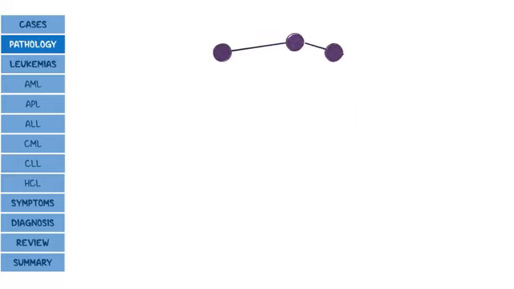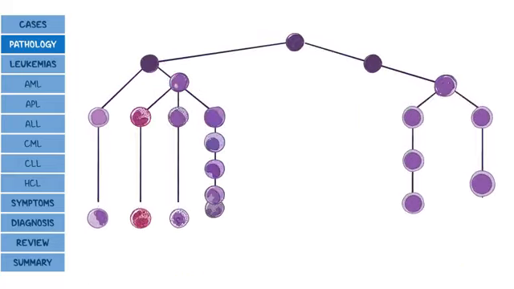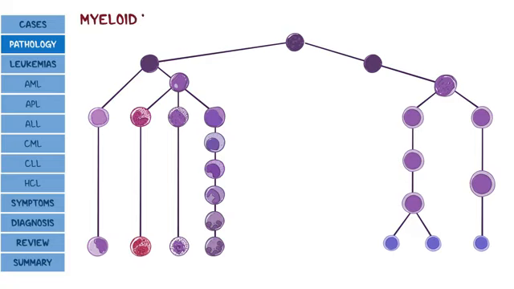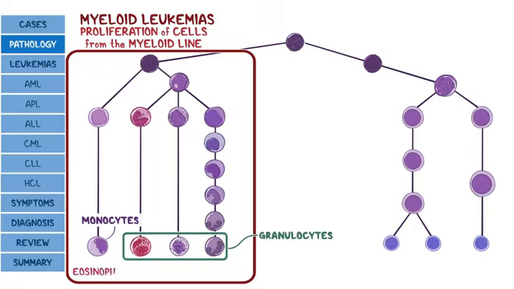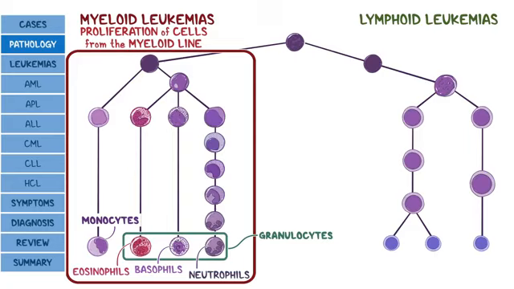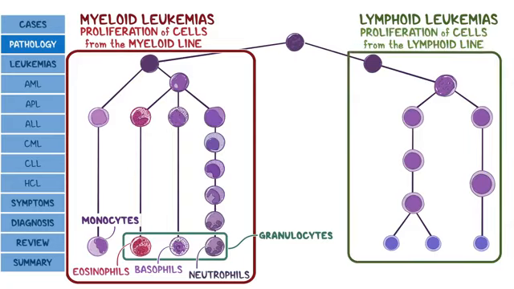Alright, now leukemias can be divided into 2 groups based on the cell type. Myeloid leukemias are caused by proliferation of cells from the myeloid line. These are cells like monocytes or granulocytes, which include eosinophils, basophils, and neutrophils. But lymphoid leukemias can also arise and are caused by the proliferation of cells from the lymphoid line. These include T cells and B cells.